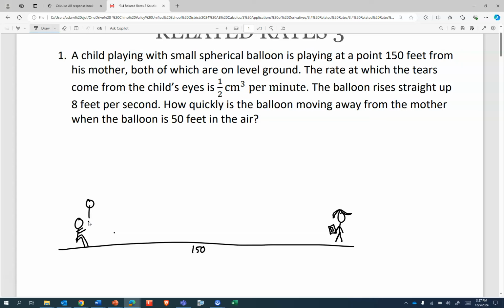The rate at which the tears come from the child's eyes is 1/2 centimeter cubed per minute, which of course doesn't have anything to do with the problem, but children do cry a lot. The balloon rises straight up 8 feet per second. Oh, I get why he's crying.